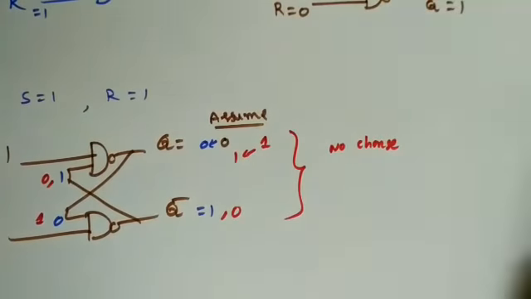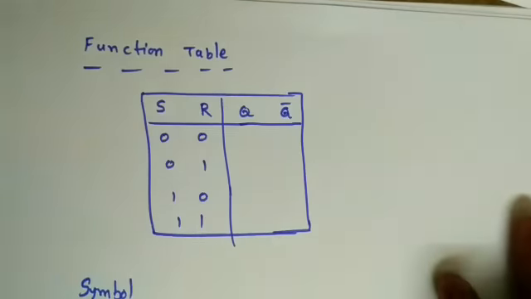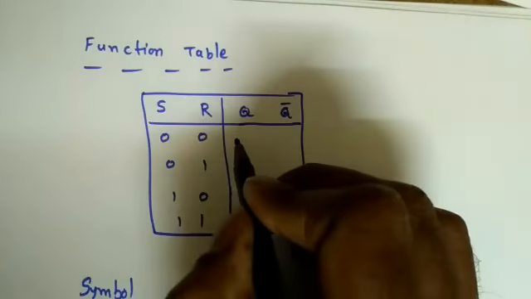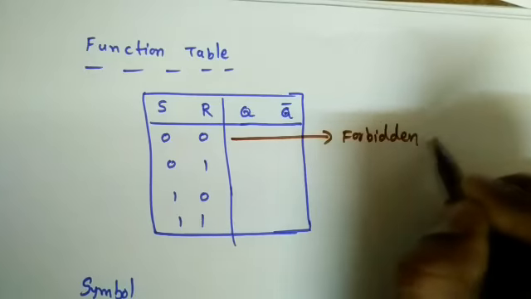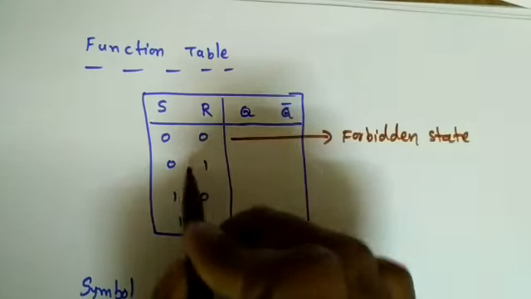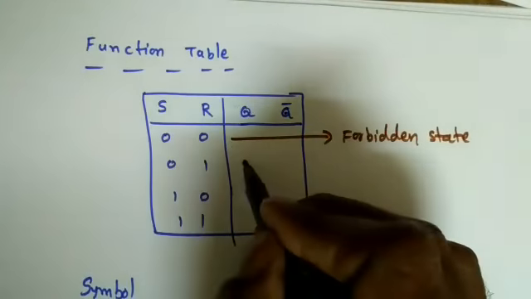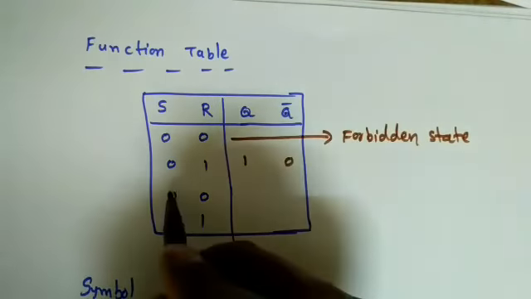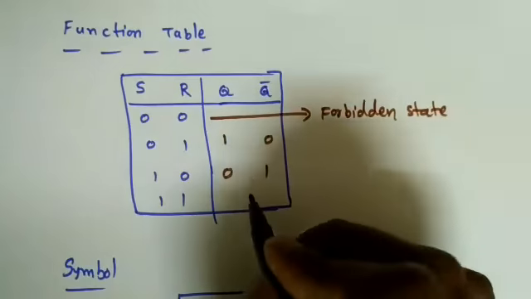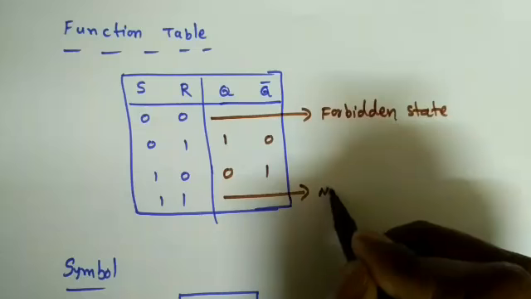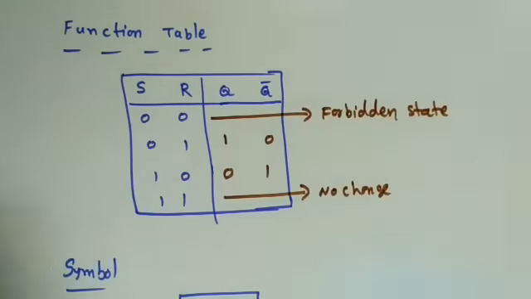Now if I see the functional table, if I draw, what I will get, see. So functional table, so whenever 0 0, this is called forbidden state. It should not happen. So forbidden state. So whenever 0 1, so when S is equal to 0, we will get opposite in this NAND gate. So I will get 1 and this will become 0. So when S is equal to 1, I will get 0, here 1. So 1 1, so no change in this state. So no change, or we can say previous state also, right?